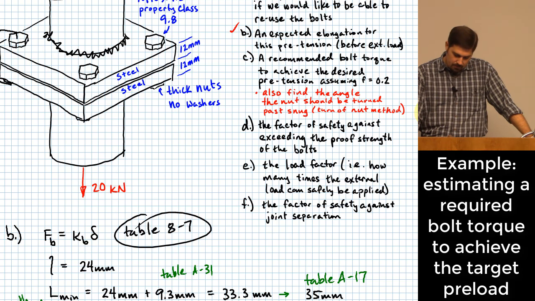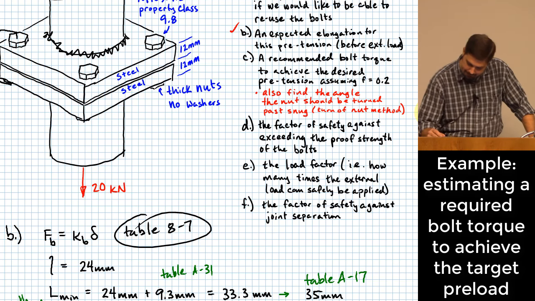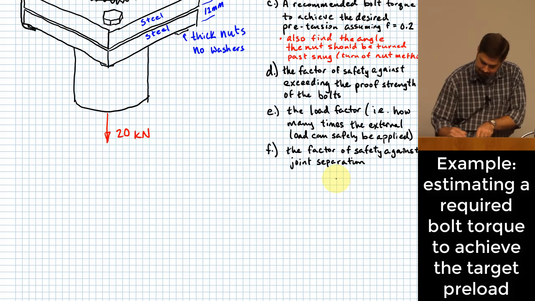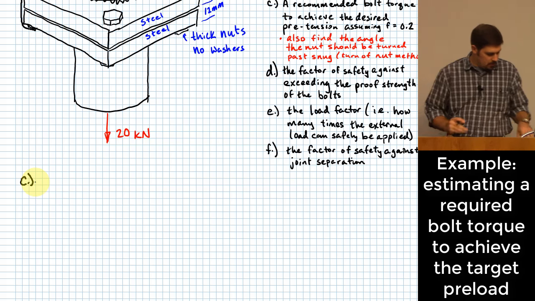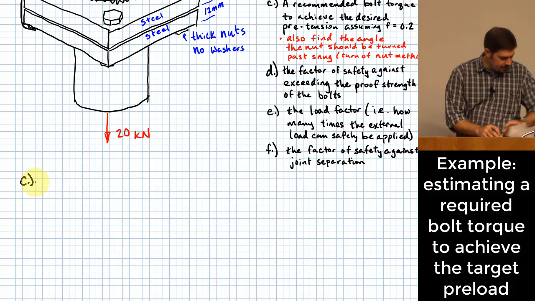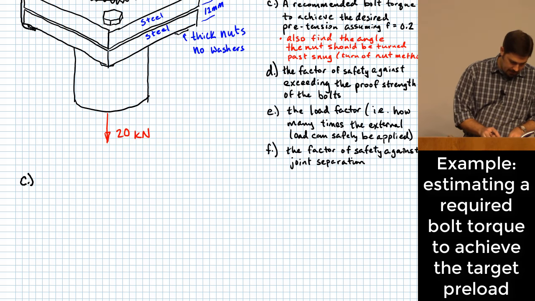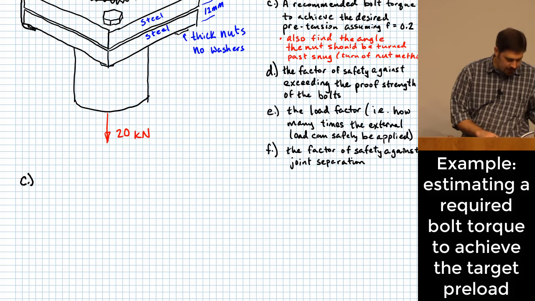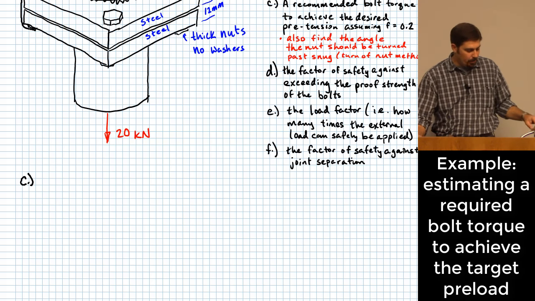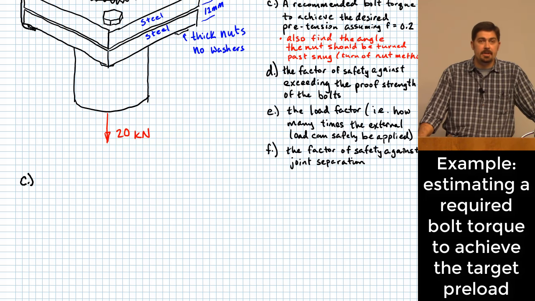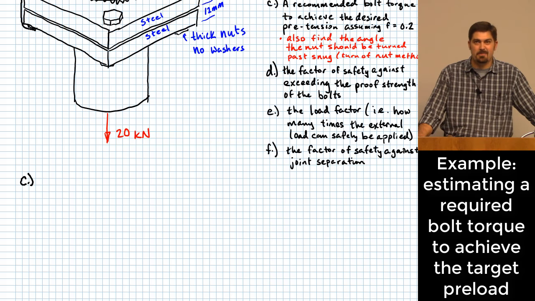Okay, so we need to do a recommended bolt torque. There's actually a really handy equation that we have in the book. I'm going to go over here to section 8.8. It talks through the idea of bolt torquing. It goes back and uses equations that are very much similar to the kinds of equations we did while we were doing power screws. So kind of the same thing we're trying to do there.